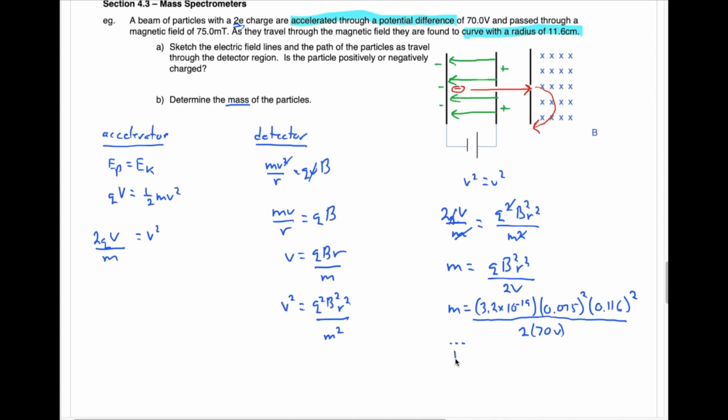my mass then will be equal then to 1.73 times 10 to the negative 25 kilograms.